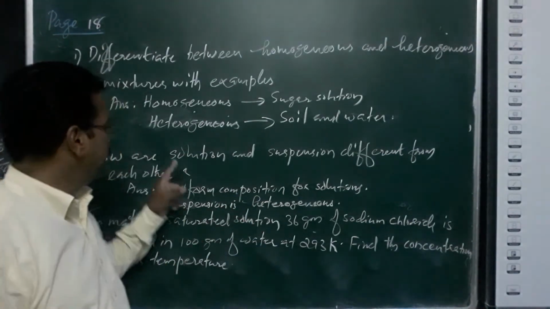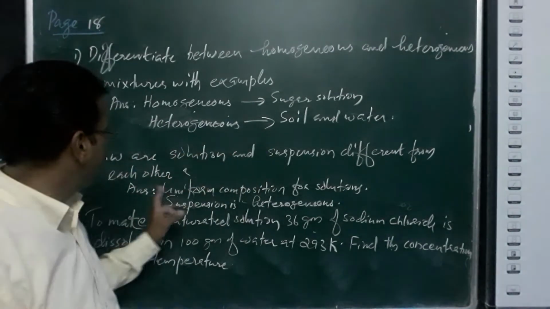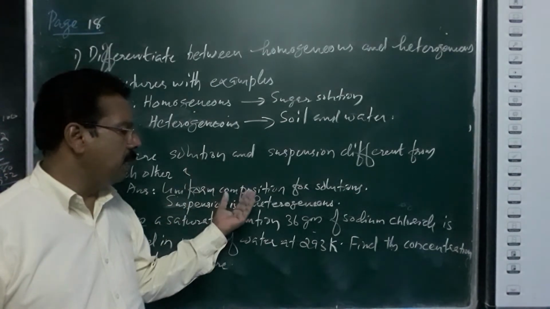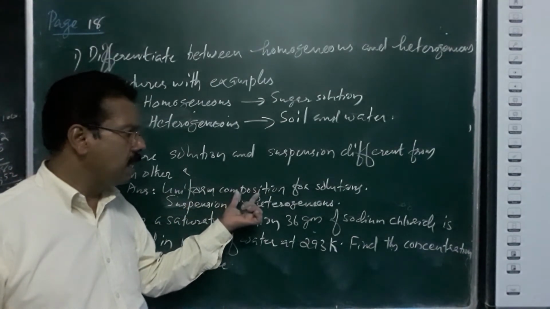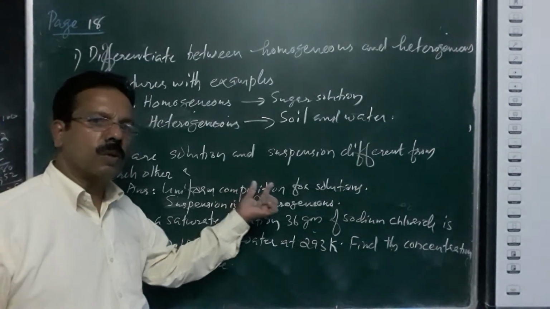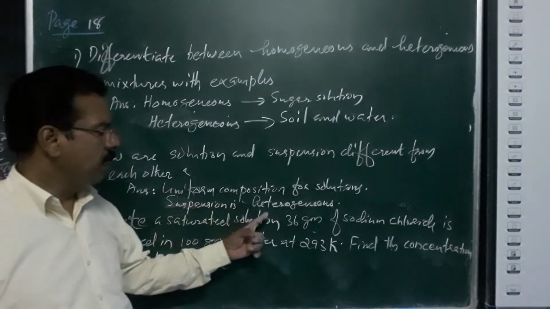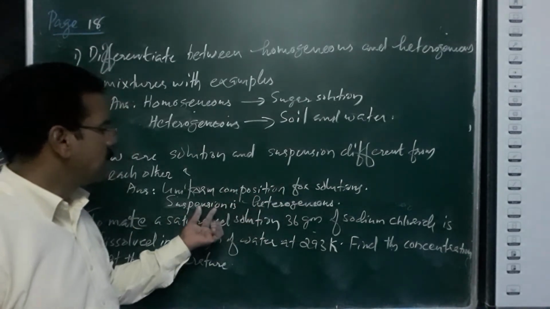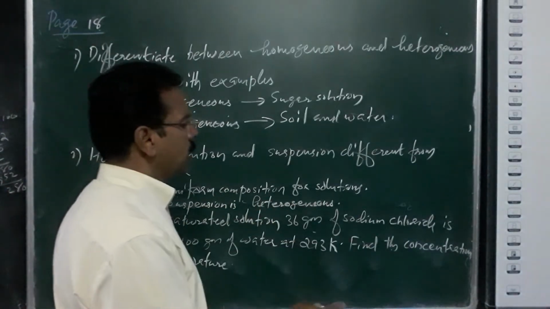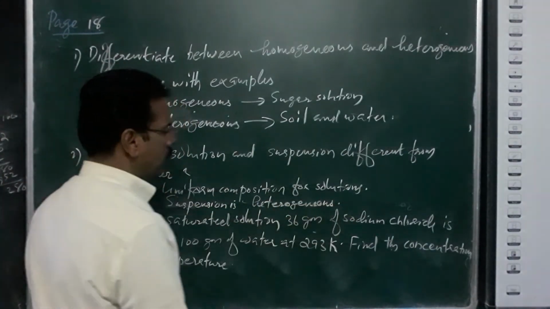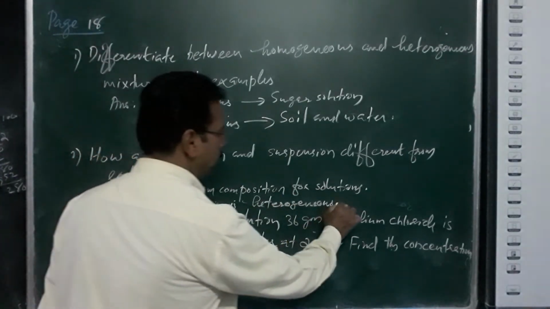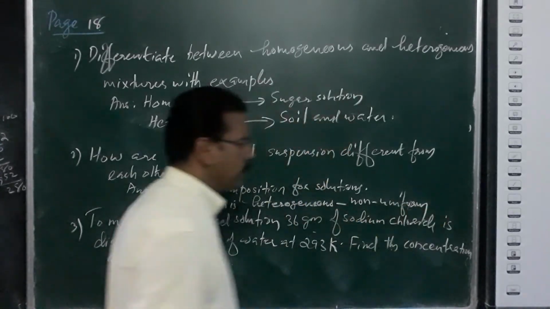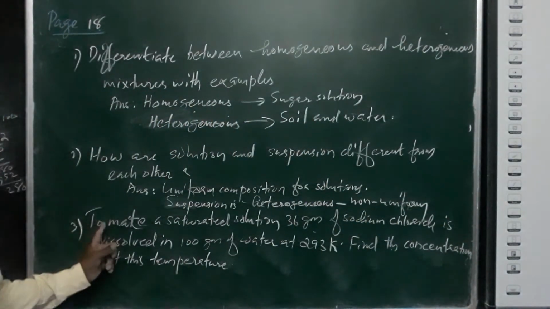How are solution and suspension different from each other? In solution, we cannot see the components separately, and the components will always have uniform composition throughout the solution. Solution is homogeneous, but suspension is heterogeneous, and it will not show any uniform composition; it has a non-uniform composition.